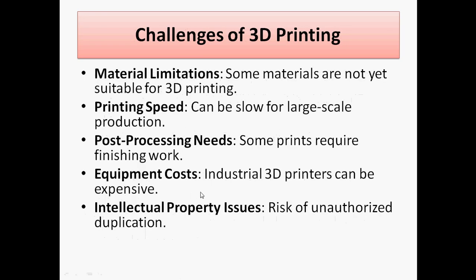Different challenges are also associated with 3D printing. Sometimes we have material limitations, meaning a metal is not available. Then printing speed is also slow for large scale production. Then post processing needs: after the completion of our object or any part, post processing is required. Then the equipment cost can be expensive, and there are some intellectual property issues, that is, unauthorized duplication is also possible. So these are the main challenges.